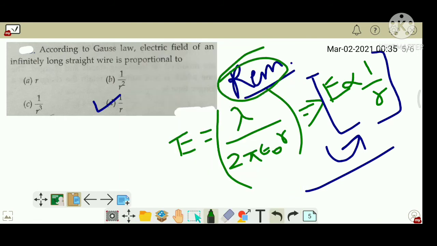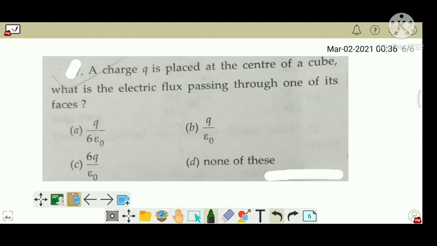So now moving on to the next question. So here once again we have got a question related to flux. Okay, a charge Q is placed at the center of a cube. What is the electric flux passing through one of its faces? Okay, so we are going to make a cube here.